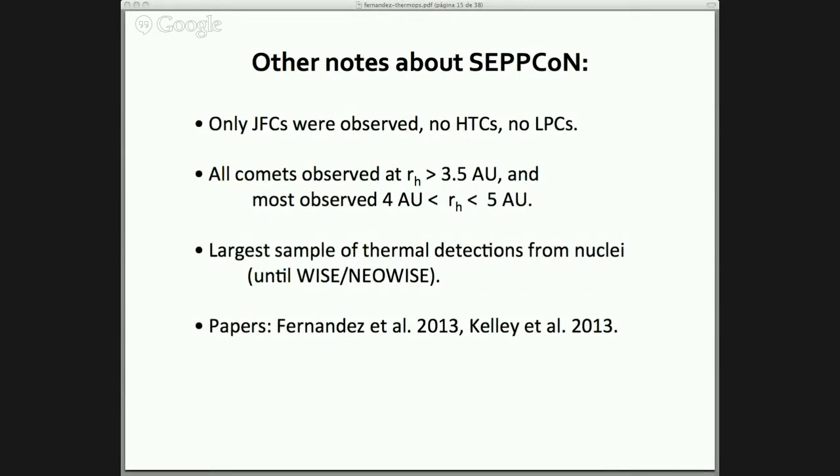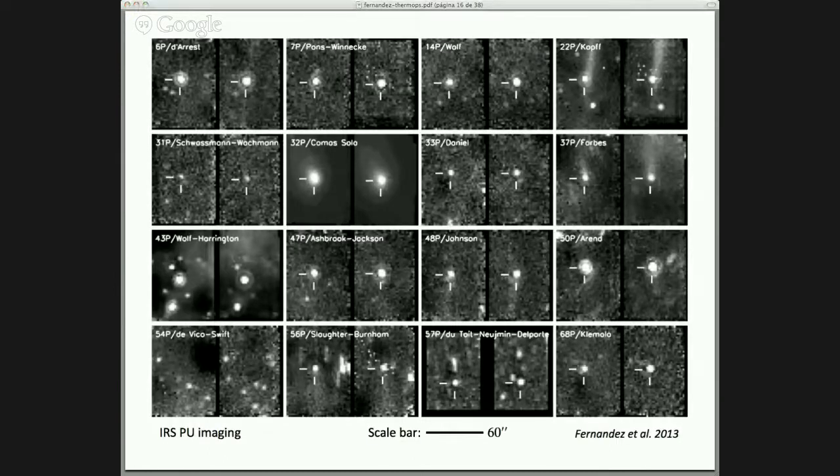So here's a sample of some of the detections we got with the IRS peak-up imaging camera on Spitzer. This is back when Spitzer was still in cryo phase. These are 16 comets. Each comet on the left panel is a 16 micron image, and on the right panel is a 22 micron image. You can see that a lot of them were indeed point sources, right? So 6P/D'Arrest was a point source, 7P/Pons-Winnecke was a point source.